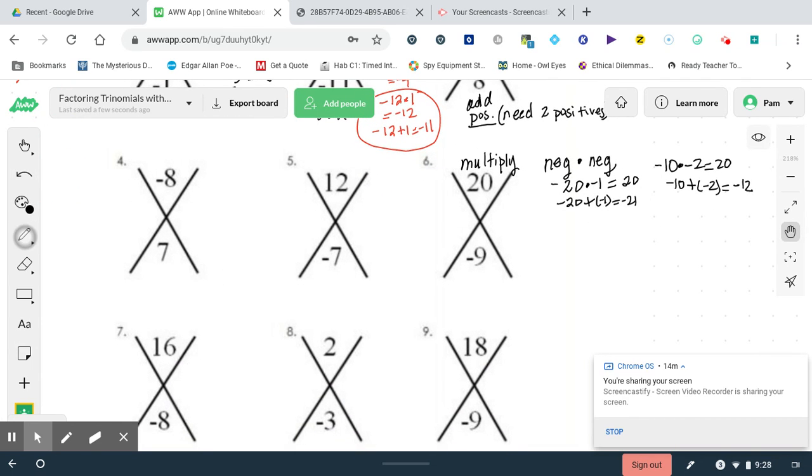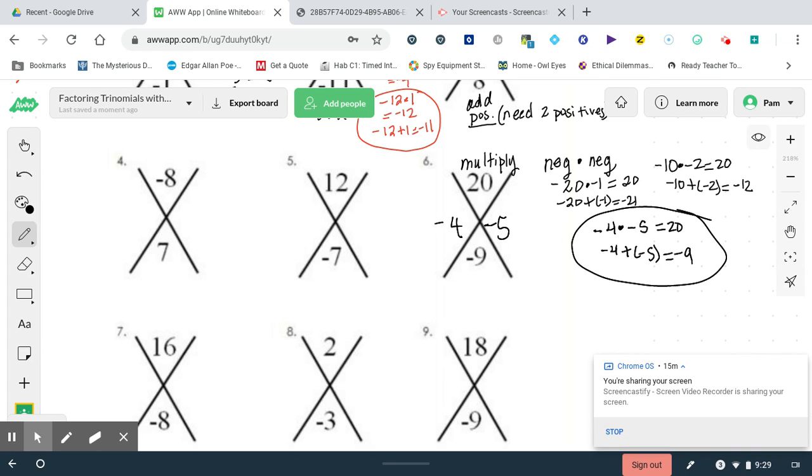All right, so let's look at negative 4 times negative 5. Well, that gives me 20. Negative 4 plus negative 5 gives me negative 9. So there's my 20 and negative 9. So the two factors have to be negative 4 and negative 5. All right, let's take a look at some others.